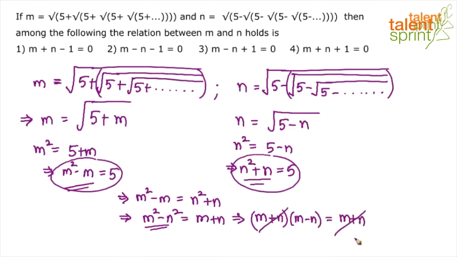So these two get cancelled on both the sides. So what do we get? m minus n equals 1. m minus n equals 1, or this is nothing but m minus n minus 1 equals 0, which is option 2. m minus n minus 1 equals 0.